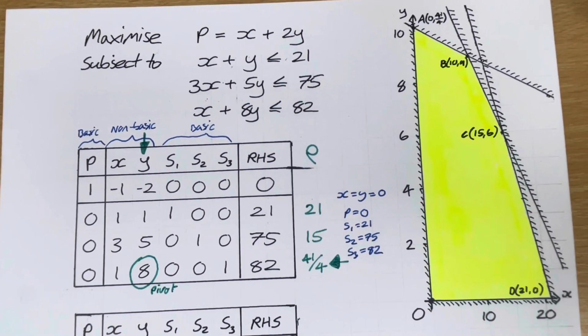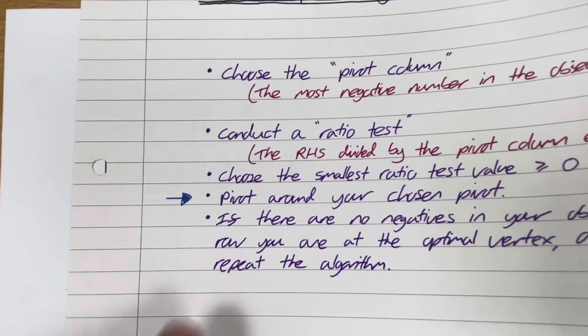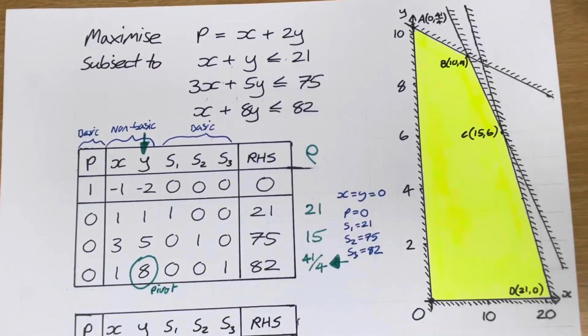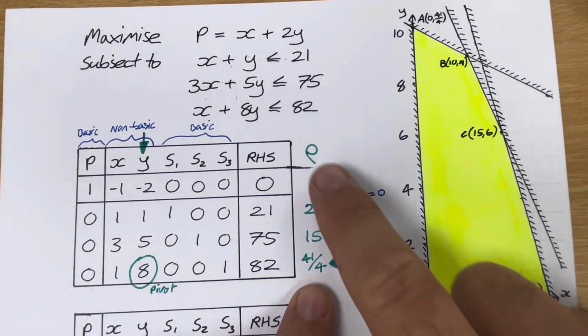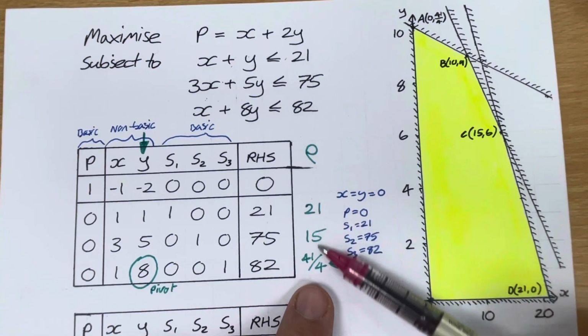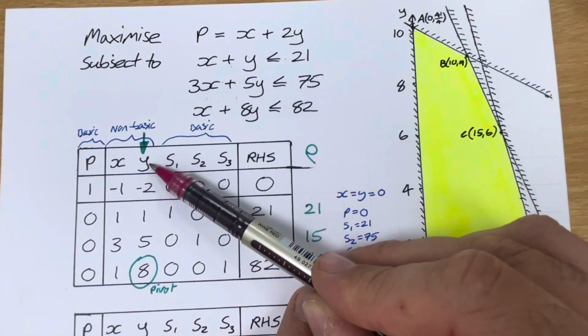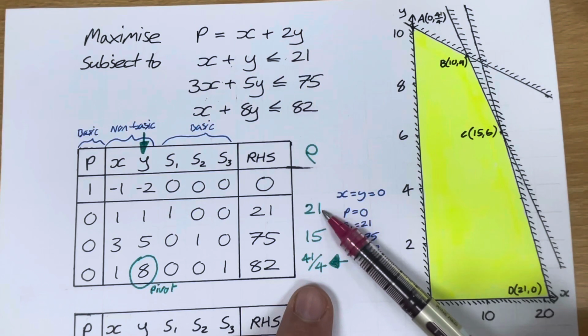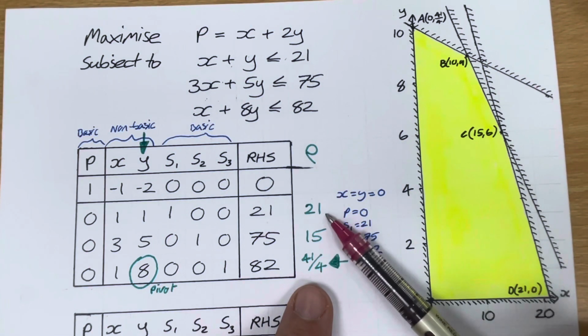The next instruction is to pivot. I need to explain exactly what that means to get from one tableau to the next. But before I move on, I just want to explain what this ratio test is doing. It's testing how far I can move in the y direction, because the y direction is the direction I'm choosing, before I hit a boundary.